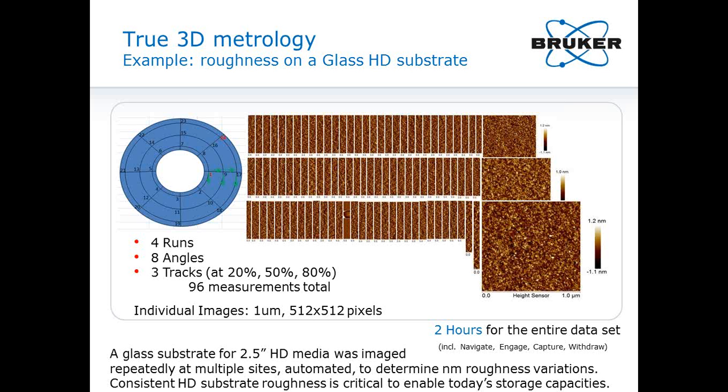Taking measurements on more samples and at more sites provides more data context. More data context increases confidence in the data. Repeat measurements eliminate the possibility of site-to-site measurement error due to tip abrasion. In this example, a 512 by 512 pixel AFM image was taken for each roughness measurement. Roughness was measured at 8 different angles and at 3 different radii of the disk media substrate. The measurement was repeated 4 times to verify repeatability. The complete dataset of 96 measurements shown above was taken in 2 hours.